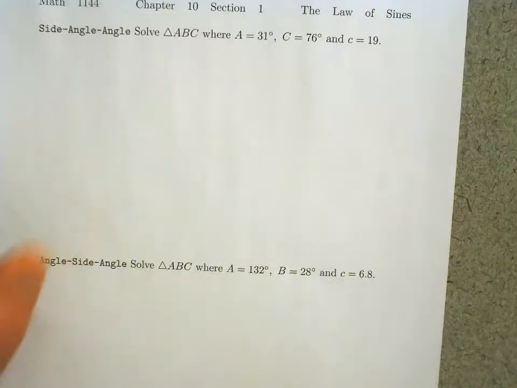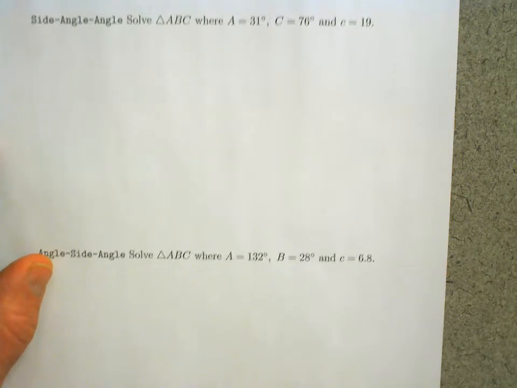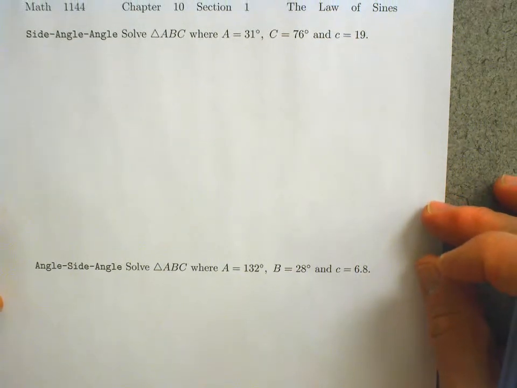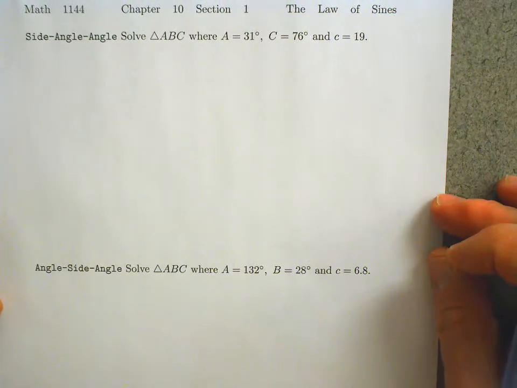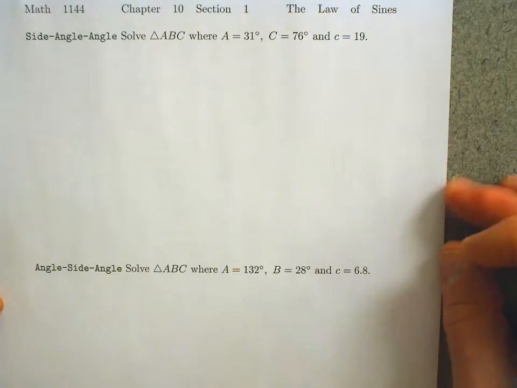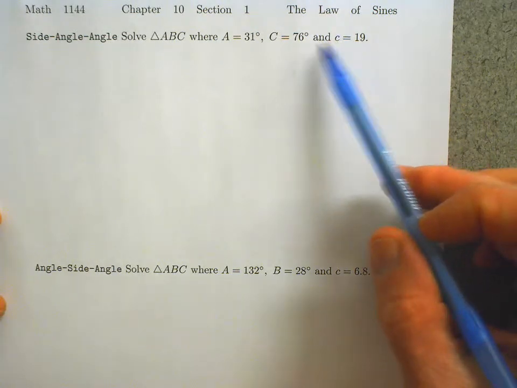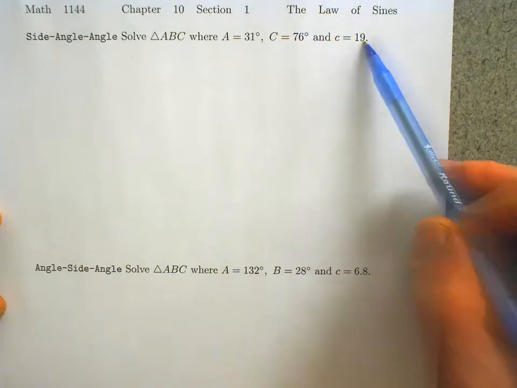Okay, we'll do some examples. So here we have side, angle, angle. This says solve triangle ABC, where angle A is 31 degrees, angle C is 76 degrees, and the side opposite angle C is 19.